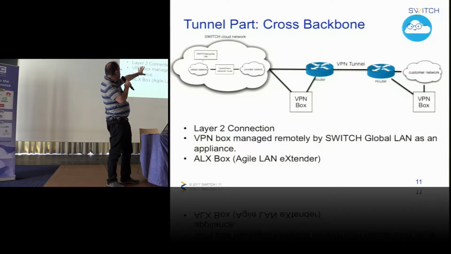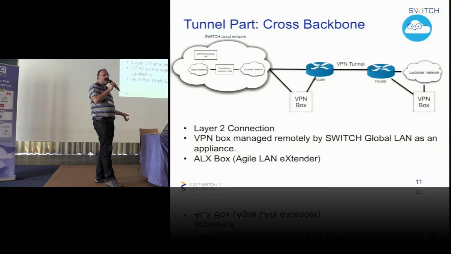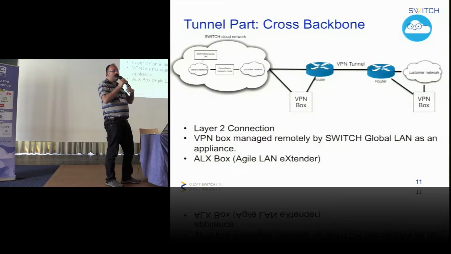So here we talk about the backbone. The VPN box is a device that was developed at Switch and makes VPN tunneling over IPv6. It's called the Alex box, Agile LAN Extender. So the idea is to have a layer 2 connectivity over IPv6 encrypted.